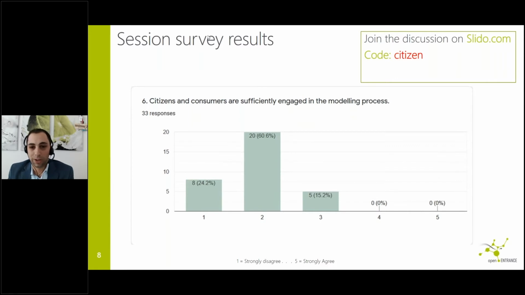And for our third motivation here, are citizens and consumers sufficiently engaged in the modeling process? This is saying, are they actually understanding these models? Are they using them? Are they getting to see the output and give their input into how the model is set up? We see this as a 2, which is saying people relatively disagree with this statement. So how can we do a better job of bringing citizens actually into the modeling process and developing the models?